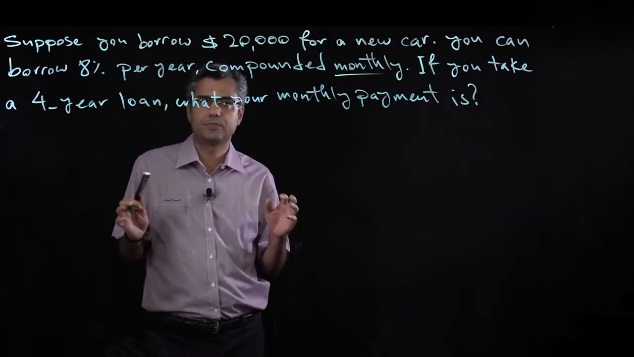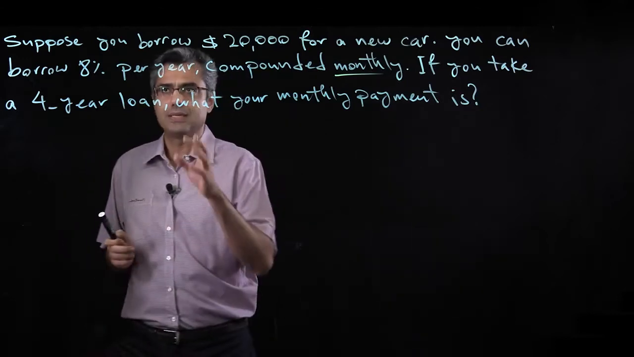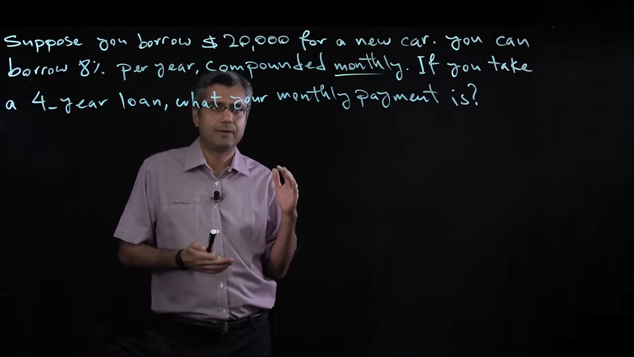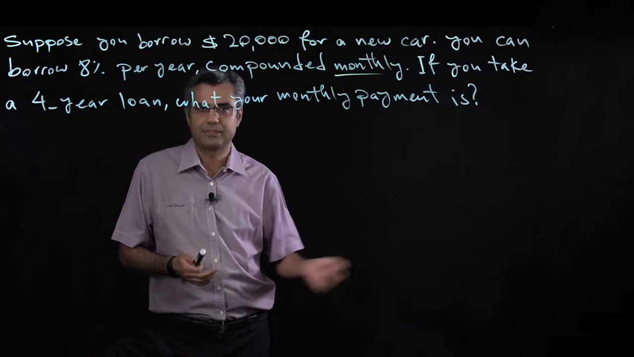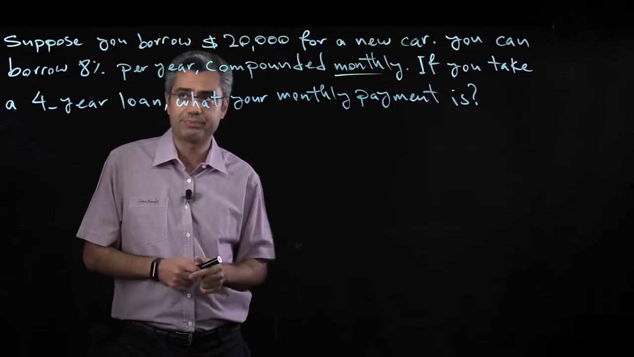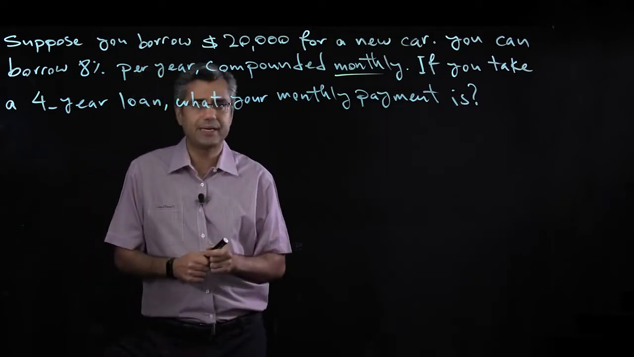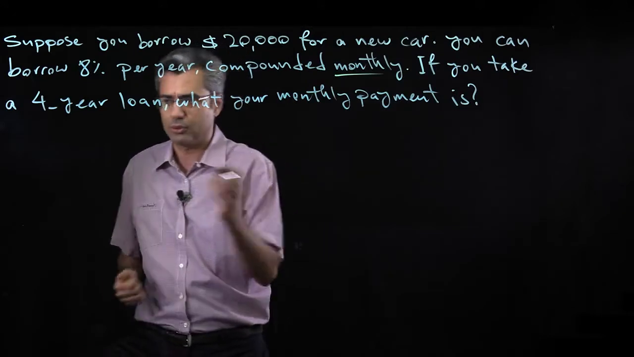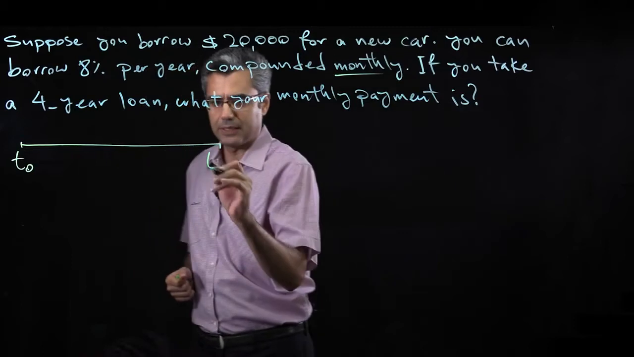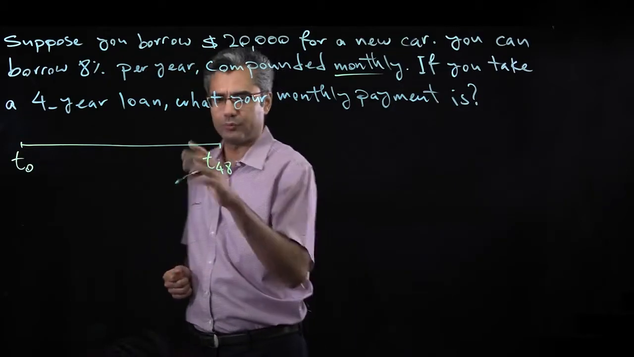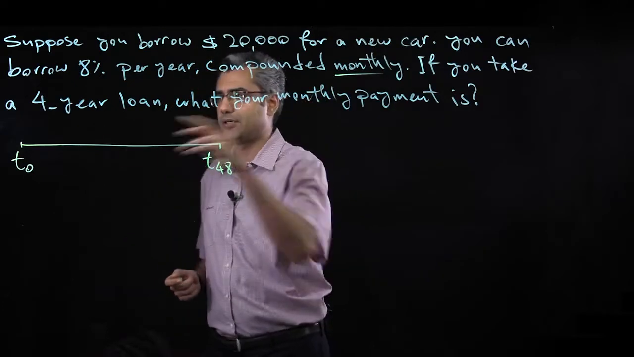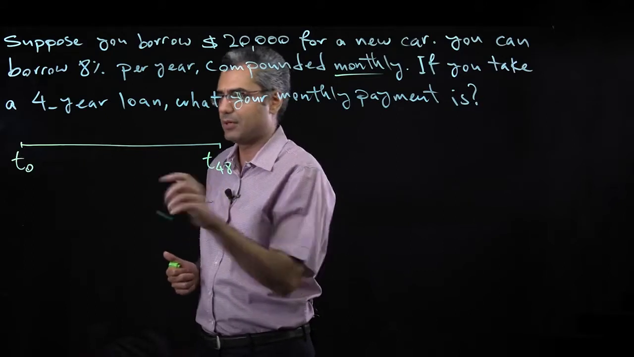This is a case of annuity, because it's a car loan with the same payment every month for a limited number of periods. As you remember, for annuity cases, it should be the same cash flow for a limited number of periods. Here it is 4 years, paid monthly, so you can draw the timeline. It goes to 48 months, because 4 years with 12 months each year means 48 months.